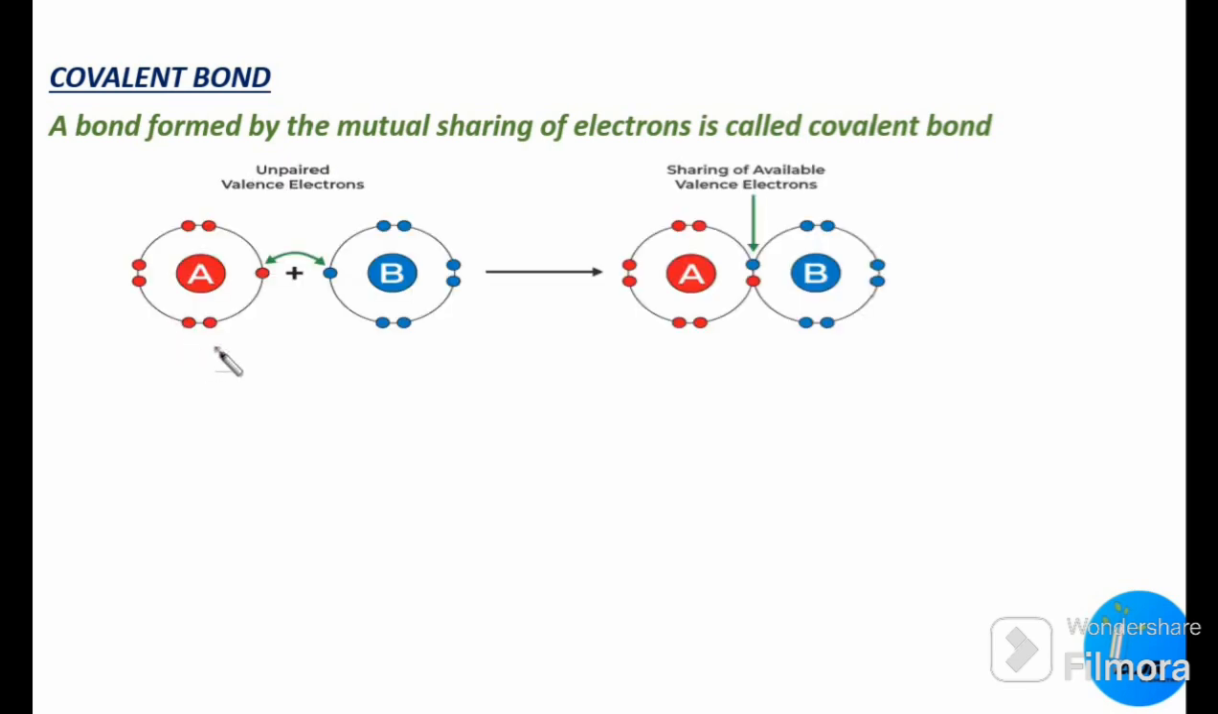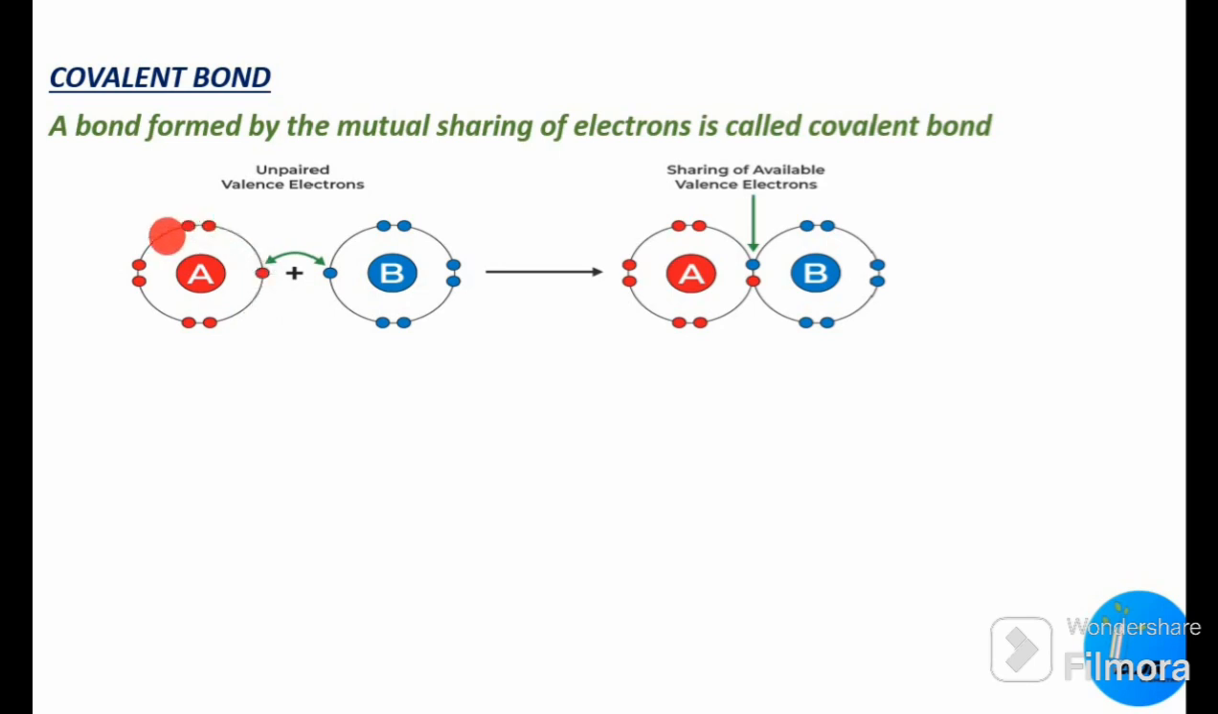According to Lewis, two atoms having similar or almost similar electronegativities can achieve a stable valence shell electronic configuration, that is either 2 or 8 electrons in the outermost shell, by sharing electrons between them. These two atoms have similar electronegativity. What do you mean by electronegativity? Electronegativity is the tendency of an atom to attract a shared pair of electrons towards itself.